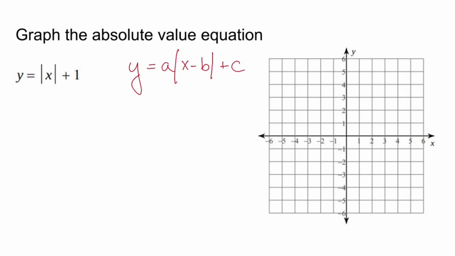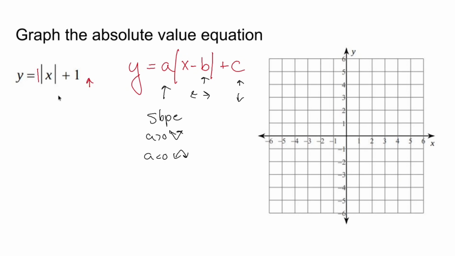What A does is A gives you a slope, and if A is positive, it opens up, and if A is negative, it opens down. B tells you where to go left or right, and C tells you where to go up or down. Now, when I look at this, this is a very basic absolute value equation. I have an invisible 1 living in front of x. I have nothing living with x, so you're not moving left or right. But what you are going to do is move up 1.